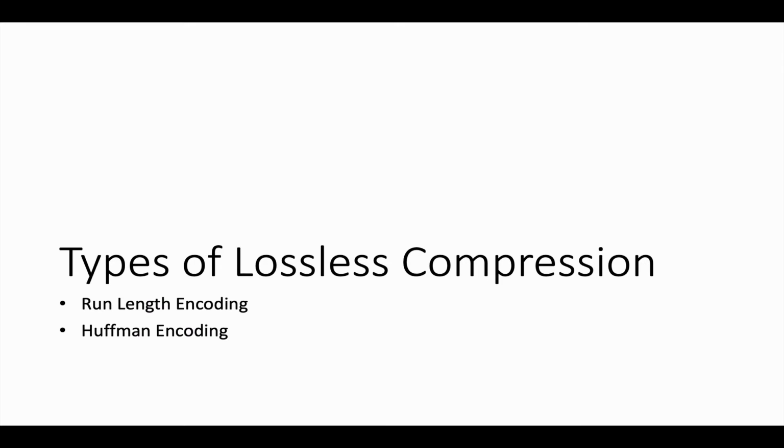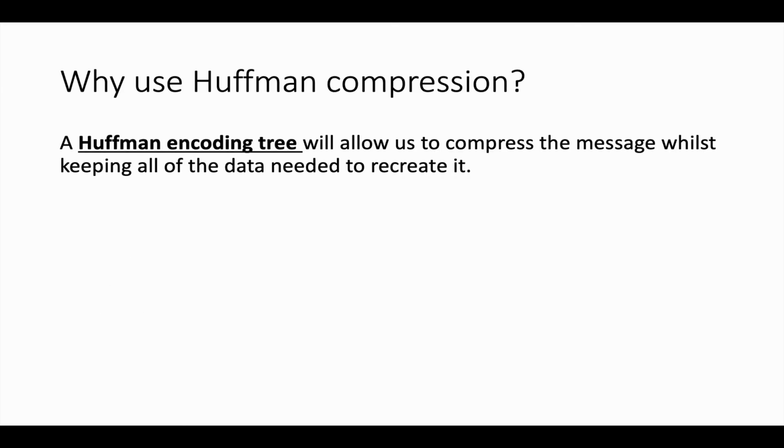So with lossless compression, there's two types. Remember, we did run length encoding, and then there's Huffman encoding. And today our focus is going to be on Huffman encoding. So why use Huffman? A Huffman encoding tree allows us to compress the message of the text, whilst keeping all of the data needed to be able to recreate it.